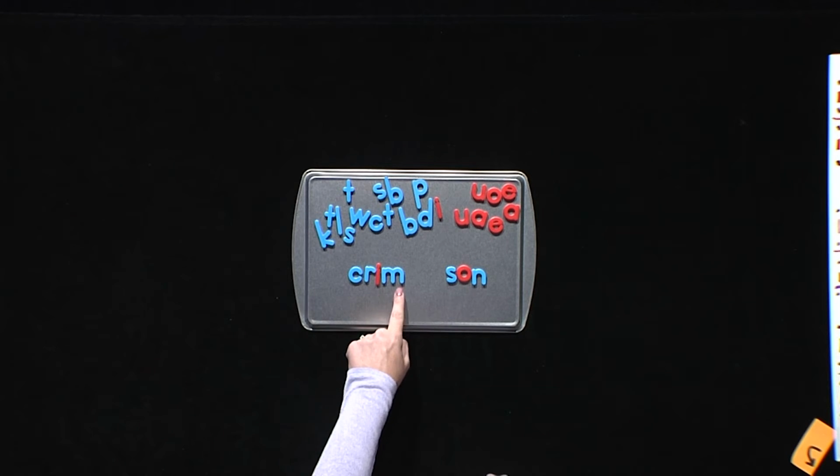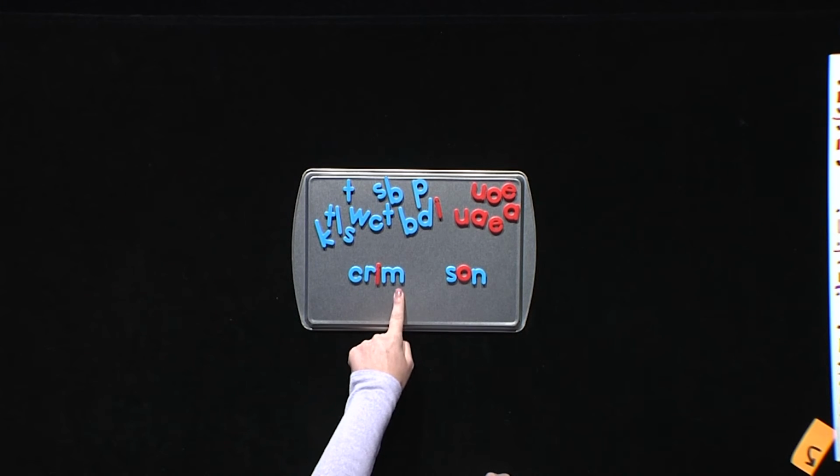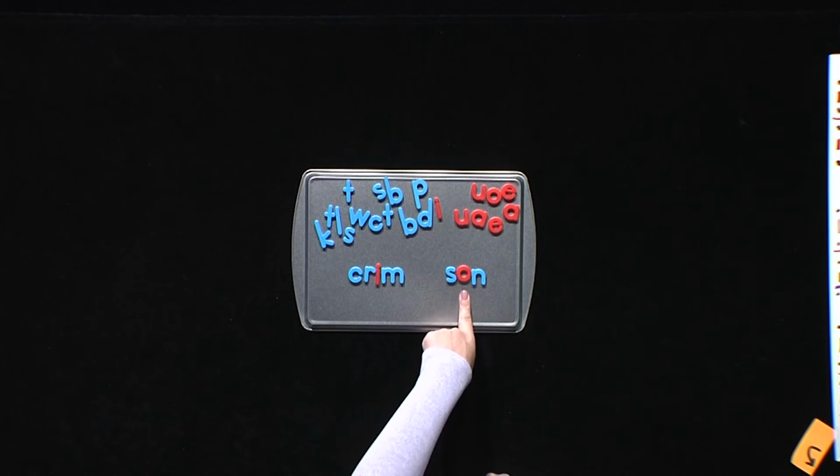I is followed by an M, so the vowel is closed, which means it's short. Short vowel I says /i/. Let's read it. K, r, m, crim. Good job. Let's look over here.